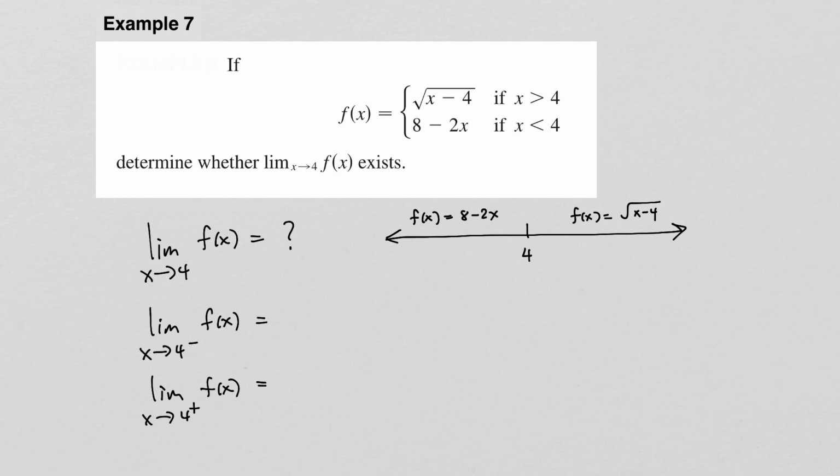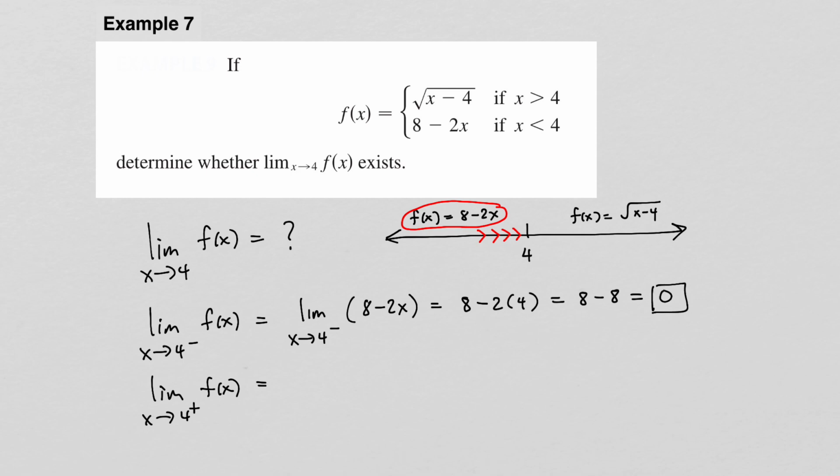So let's first talk about the limit as x approaches 4 from the left. If I'm approaching 4 from the left, we are approaching 4 here. And that means that we are talking about this function. So this limit becomes the limit as x approaches 4 from the left, and f of x in this case is 8 minus 2x. And to evaluate this limit, all we have to do is plug in x equals 4, and this gives us 8 minus 8, which is 0.